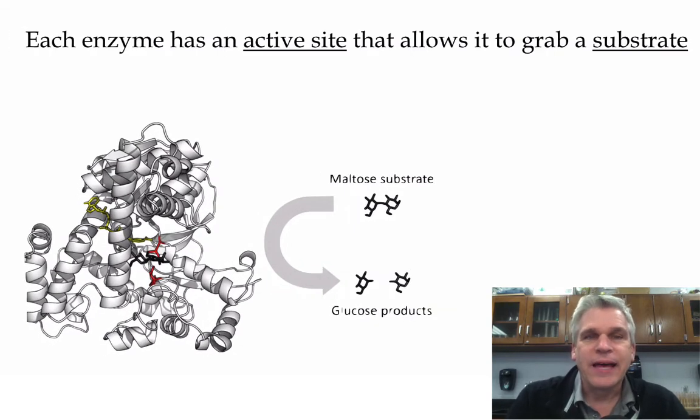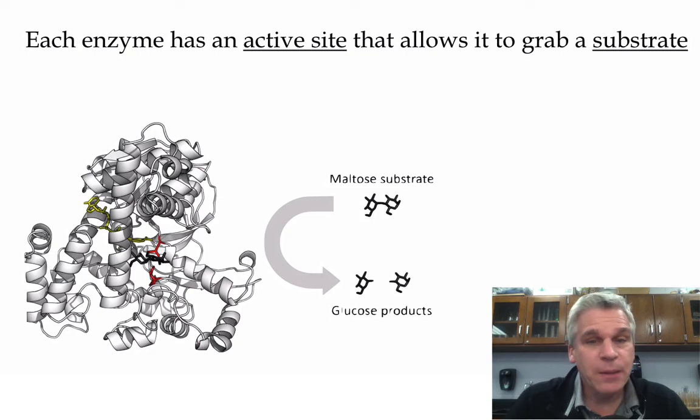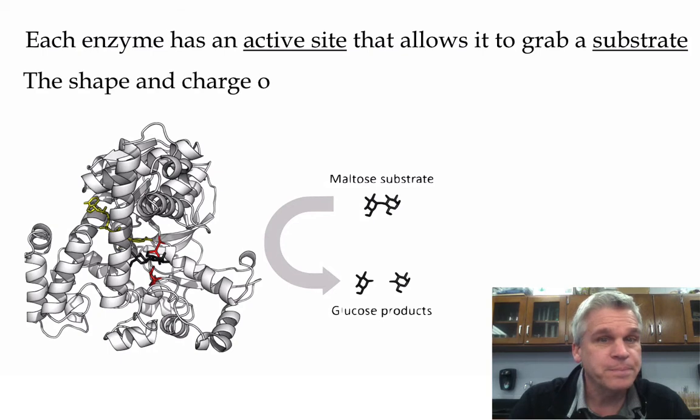Now on an enzyme, there is a part called the active site. It is shown in the colored part in this diagram, and that allows it to grab a substrate. In this case, the substrate is a disaccharide called maltose. Maltose is going to break apart into two glucose products.